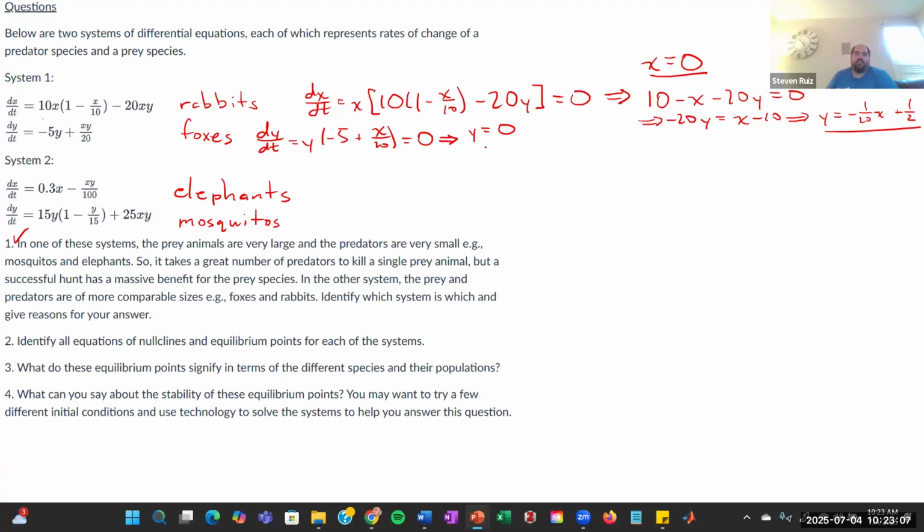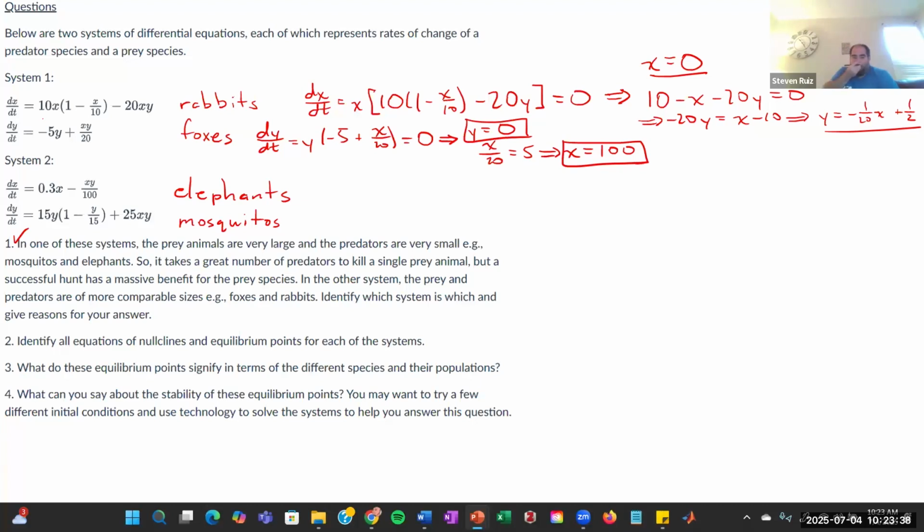The other condition I have is that x over 20 is equal to 5, or x equals 100. So those are my null clines. If I have 100 rabbits, that will result in the rate of change of the foxes being 0.